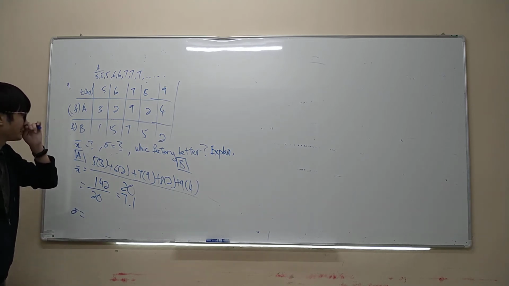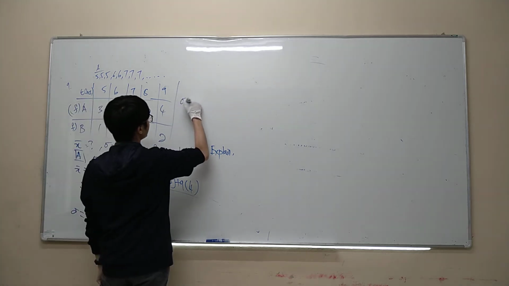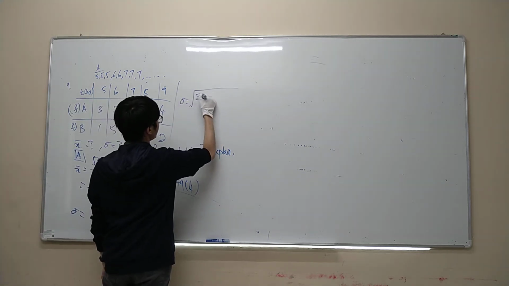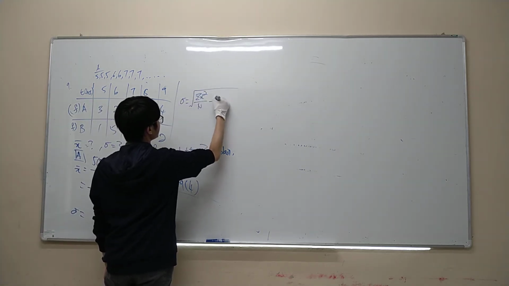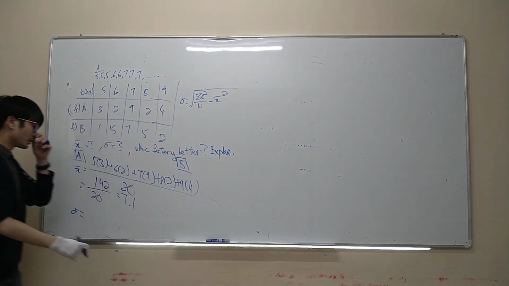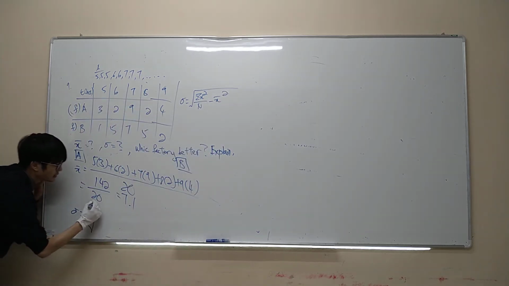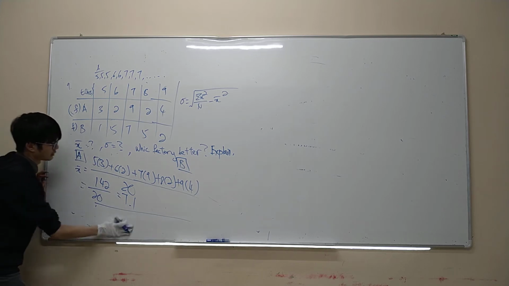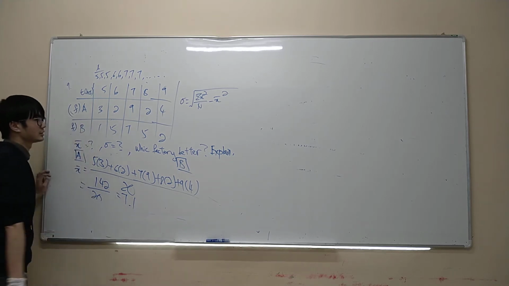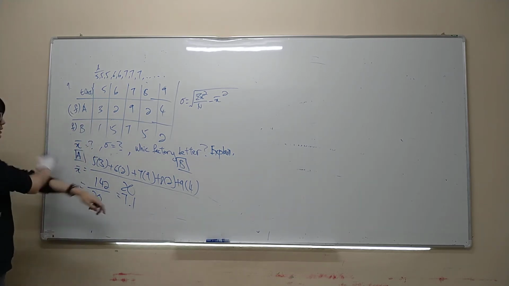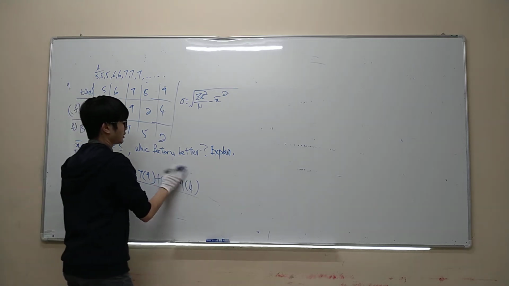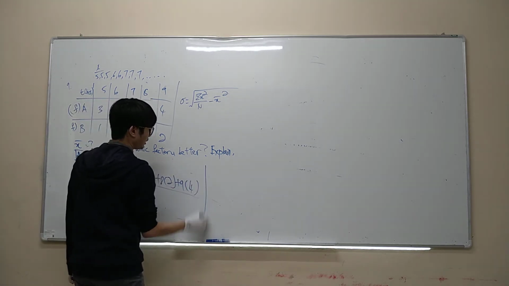How to find the standard deviation? The standard deviation formula is square root of sigma x square over n minus mean square. Okay? So square root. Okay, can I just... macam mana ni? I do it here lah, standard deviation.